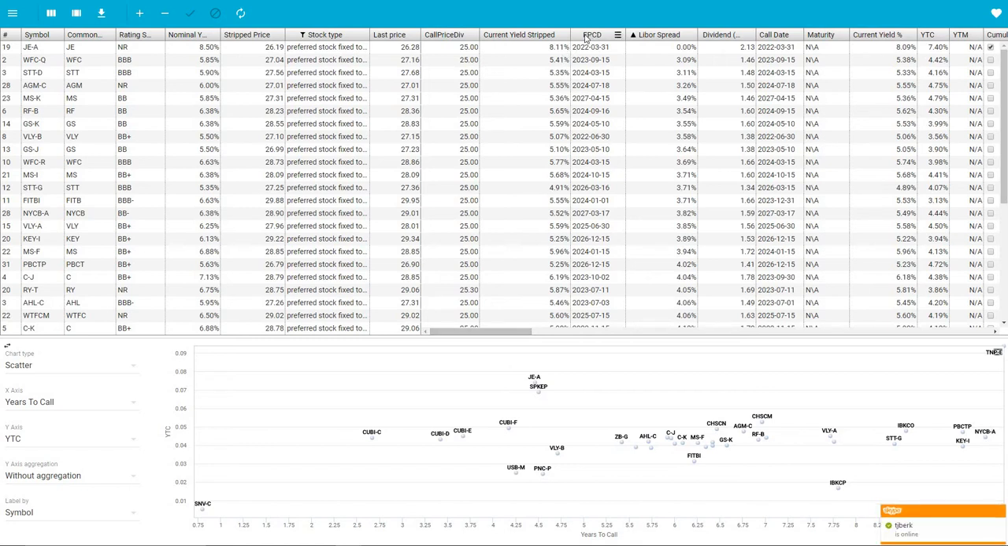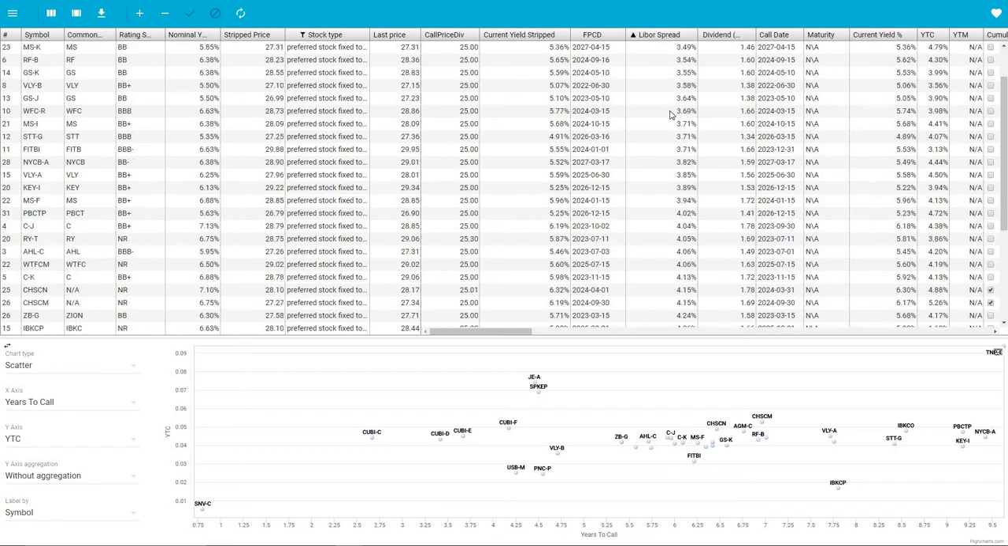We have FPCD here. This is the first possible call date. It is the call date for the ones that have their call date in the future, or it is the date which is 30 days after today for the ones that are already callable. Here you have a column that is WIBOR spread. This is for all the ones that are floating or are becoming floating in the future. This is their spread above WIBOR.